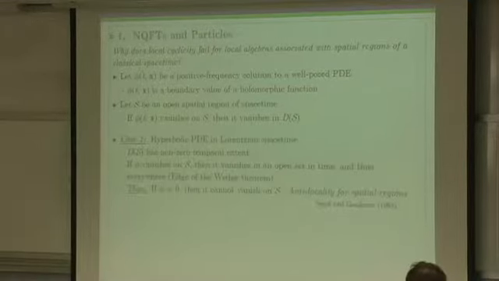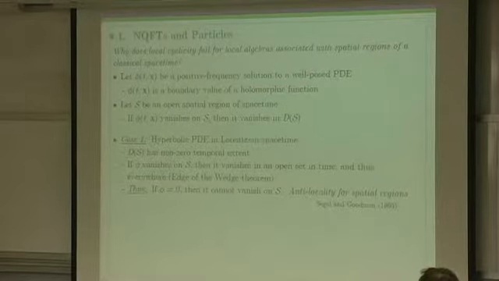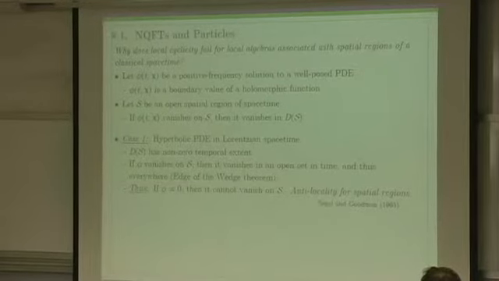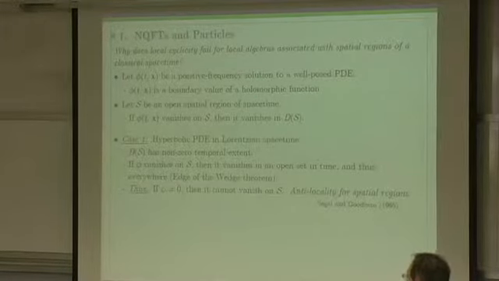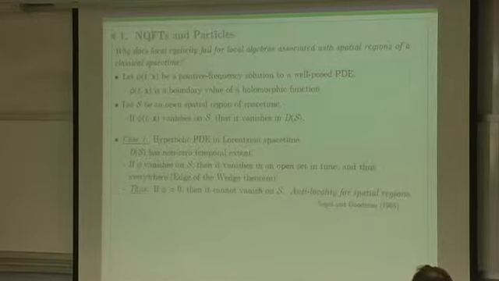Now consider the case of a hyperbolic partial differential equation in a Lorentzian space-time. The domain of dependence of S will in general have non-zero temporal extent. You can think of this as a result of the prohibition on indefinitely large propagation speeds in Lorentzian space-time. So if phi vanishes on S, it vanishes on an open set in time, and the edge of the wedge theorem then entails that it vanishes everywhere. So if phi is non-zero somewhere, it cannot vanish on S.